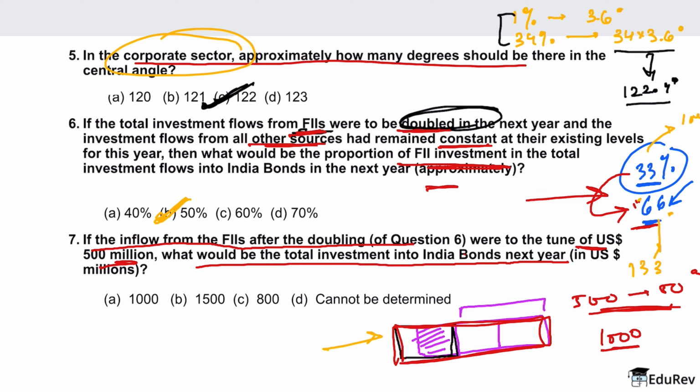Correct. Basically see what they are saying is, the inflow from FIIs after doubling in question 6. Okay, after doubling, that is in question 6 when I doubled. So the inflow of FIIs after doubling were to be what? 500 millions. Okay, after doubling it was 500 millions. Then what would be the total investment next year? So it has to be double of that. That is what? 1000. So it is going to be 1000. Correct. So I hope you people understood this.